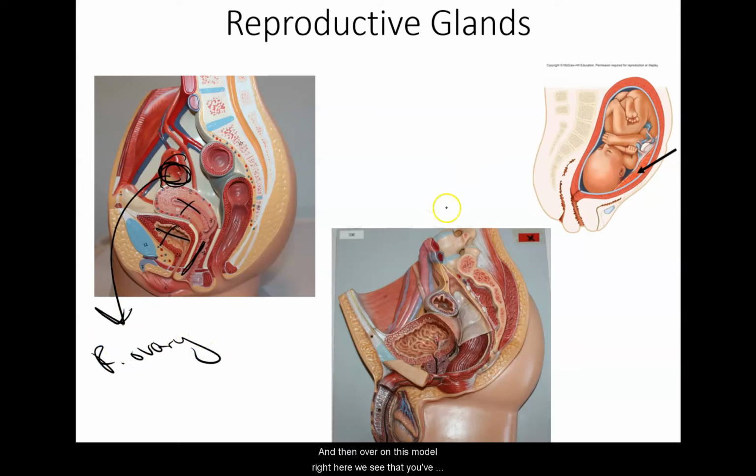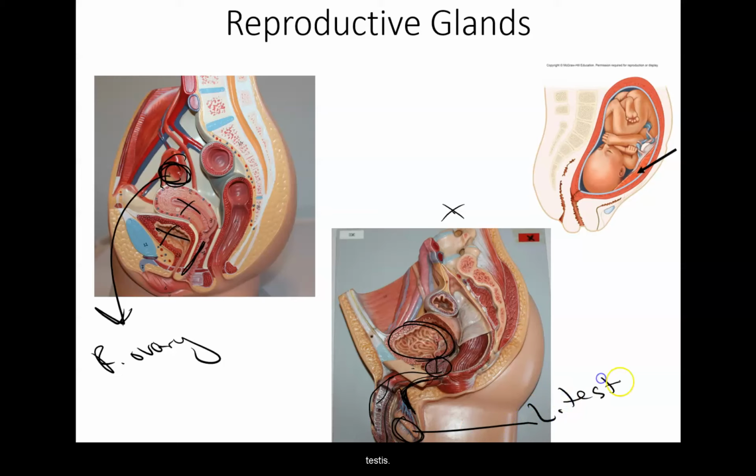And then over on this model right here, we see that you've got the penis here. It kind of goes back. We've got the prostate gland. The urinary bladder is kind of cut open here so that you can see inside. And then you have connecting down, we're kind of missing part of the spermatic cord, but then you can see here, you have this individual's left testis. Now, testes is technically plural. So if I can only see one, I'm looking at the left testis or the right testis.